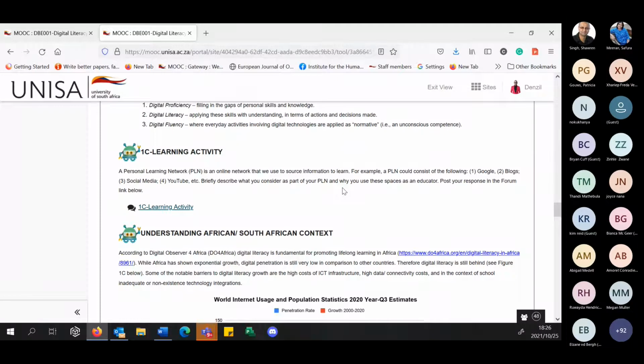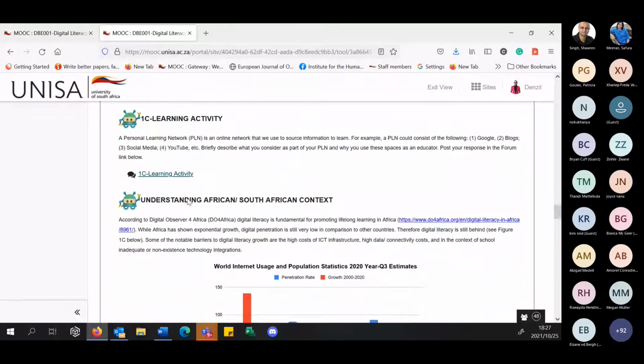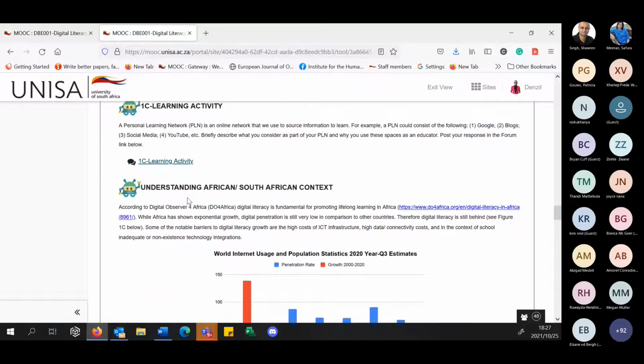And it's important for us to identify how our knowledge and our responses are shaped by these networks that we create. That's very important because it forms the basis of how we are forming our opinions, our thoughts, and that's part of understanding and unpacking what digital literacy is all about. And then we move on, colleagues, after that. You've come now from the educator context, and now we go into understanding the African context, the South African context, right? And then we look at some of the stats on the Digital Observer for Africa. They say that digital literacy is fundamental in the African context for promoting lifelong learning.